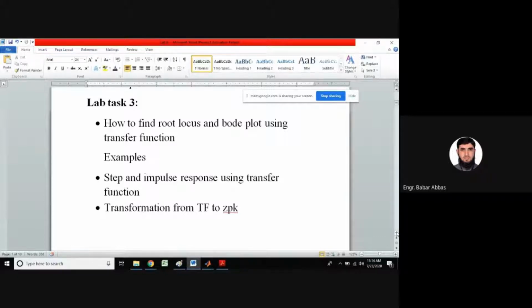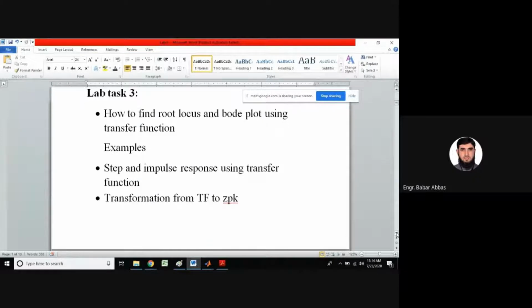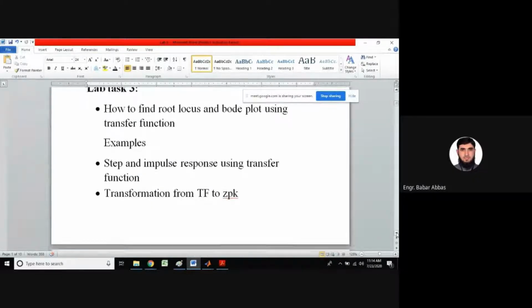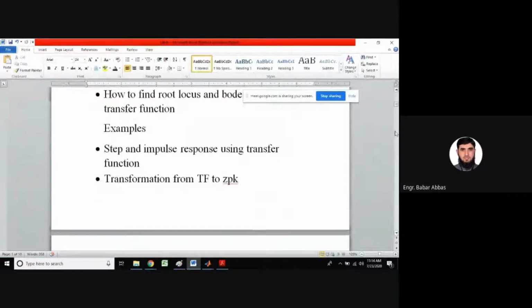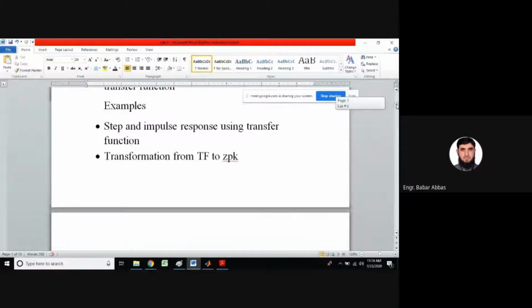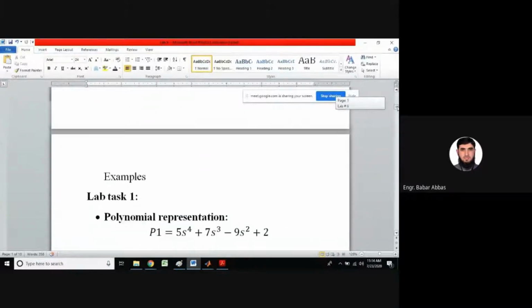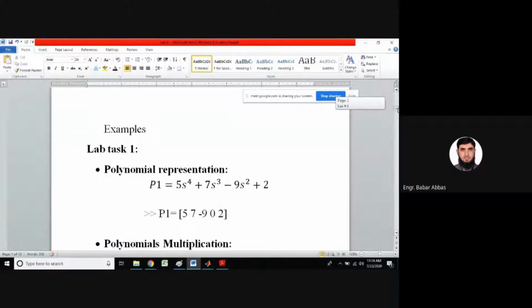And the transformation from the transfer function to ZPK, that is Z is zeros, poles, and gain. So alternatively, we can represent the transfer function by PF and ZPK. These are two methods. Okay, let's start the first lab task. And in this session, we will study the lab number 7 as well. So there will be two labs, lab 6 and lab 7.